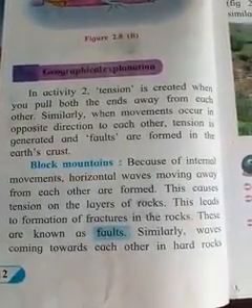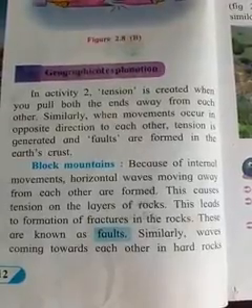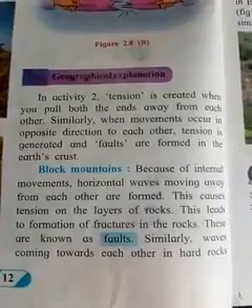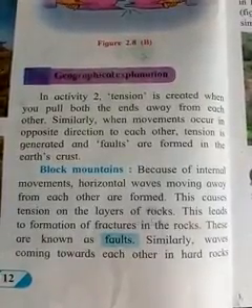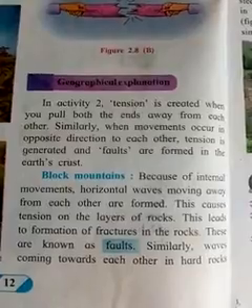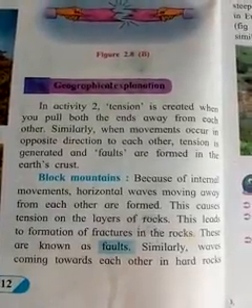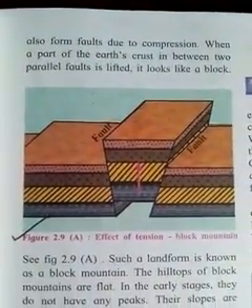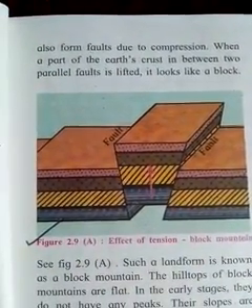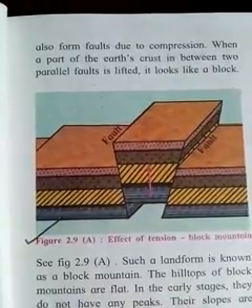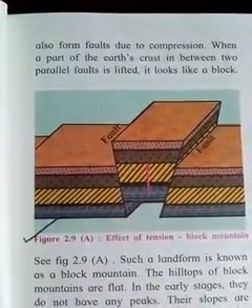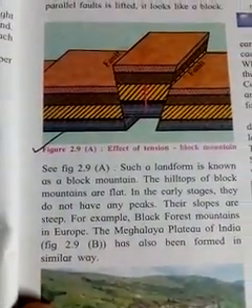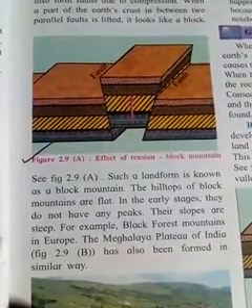Because of the internal movement, horizontal waves moving away from each other are formed. This causes tension on the layers of rock. This leads to the formation of fractures in the rock. This is known as a fault. Similarly, waves coming towards each other in hard rock also form a fault due to compression. When the part of the earth crust between two parallel faults is lifted, it looks like a block. See figure 2.9a. Such a landform is known as a block mountain.